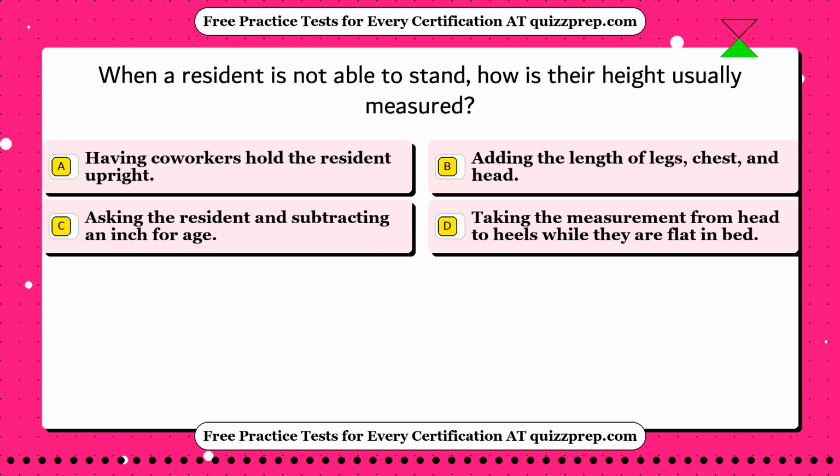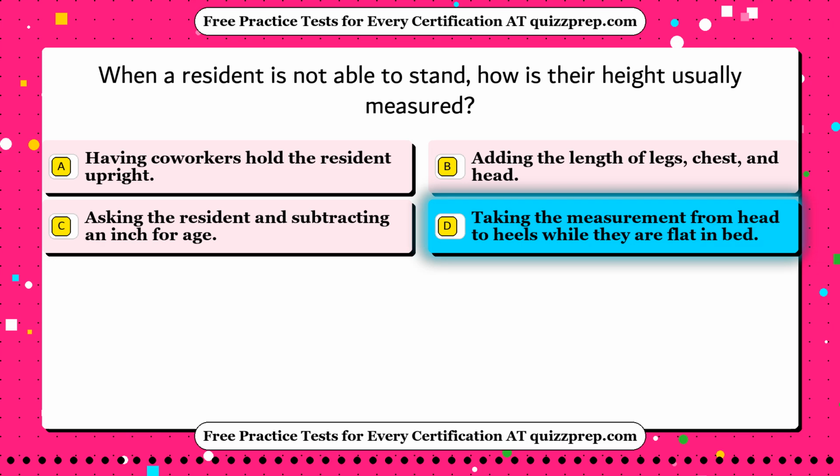Question 34. When a resident is not able to stand, how is their height usually measured? Option A. Having coworkers hold the resident upright. Option B. Adding the length of legs, chest, and head. Option C. Asking the resident and subtracting an inch for age. Option D. Taking the measurement from head to heels while they are flat in bed.